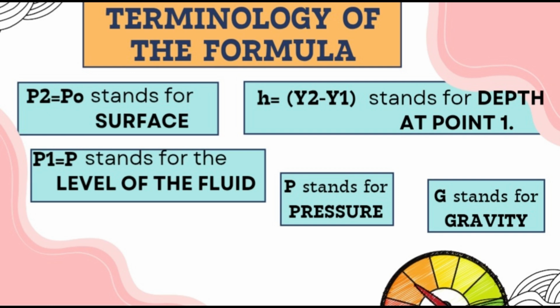Third, we have h equivalent to y sub 2 minus y sub 1, which refers to the depth from the surface to point 1, where y sub 2 and y sub 1 are vertical positions. The second to the last, we have ρ, which denotes the density of the fluid. Lastly, we have g, which represents the gravitational acceleration, typically 9.81 meters per second squared.